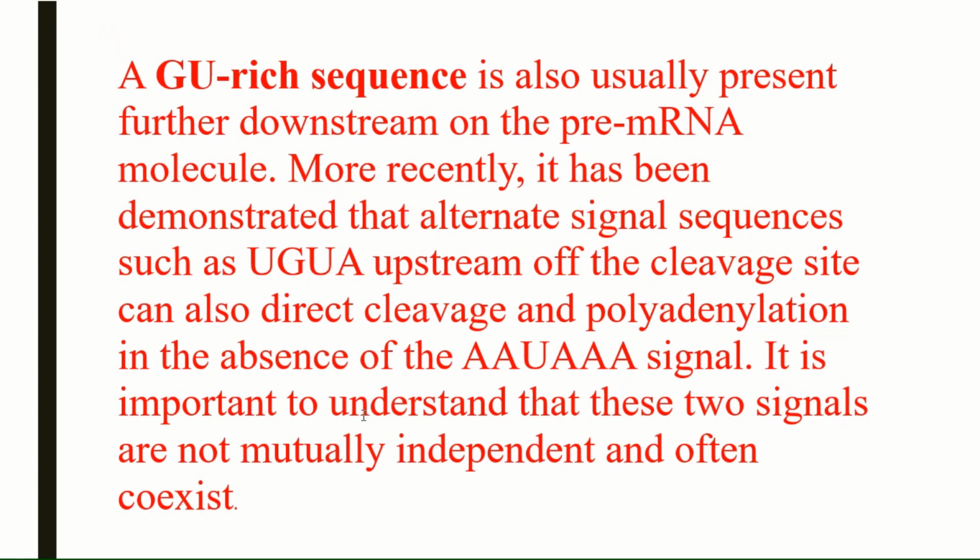A GU-rich sequence is also usually present further downstream on the pre-messenger RNA molecule. More recently, it has been demonstrated that alternate signal sequences such as UGUA upstream of the cleavage site can also direct cleavage and polyadenylation in the absence of the AAUAAA signal. It is important to understand that these two signals are not mutually independent and often coexist.